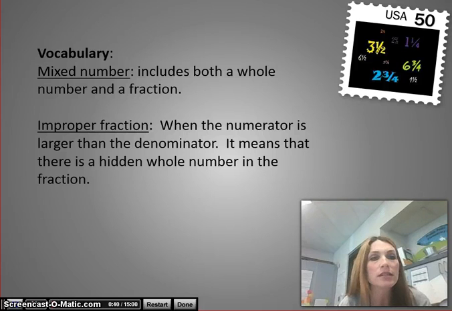Our vocabulary for this lesson is mixed number. A mixed number includes both a whole number and a fraction. Also, improper fraction, when the numerator is larger than the denominator. It means there's a hidden whole number in that fraction. So that means we have at least one whole number with a fraction. Please pause, write these down, and press play when you're ready to begin.